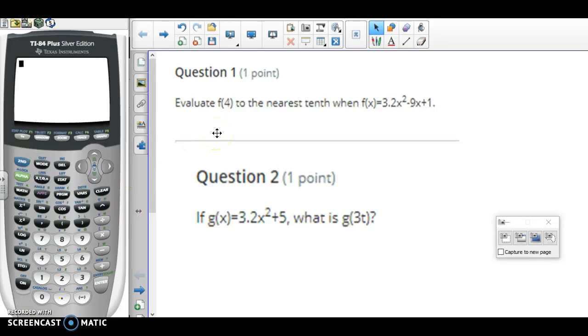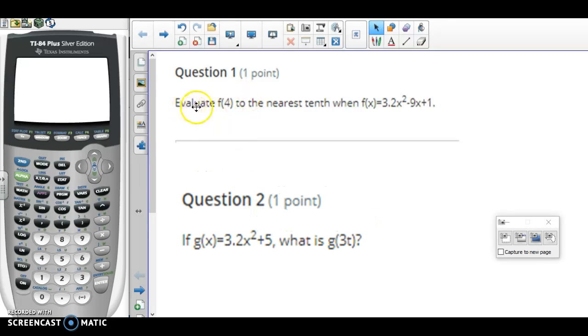This is the self-assessment for lessons 2-1, 2-2, and 2-3. Review of the answers. Question 1. Evaluate f of 4 to the nearest tenth when f(x) equals 3.2x squared minus 9x plus 1.